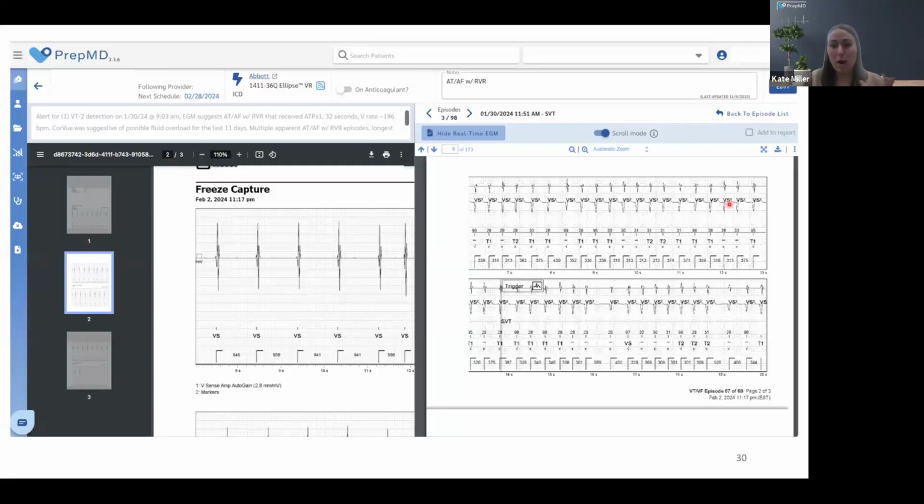And a lot of you would probably look at this and be like, oh, I don't know, SVT versus VT, the morphology is not quite the same, but it's irregular. Wouldn't it be great if I could compare it to the patient's presenting rhythm? Or wouldn't it be great if I could compare it to a previous episode?